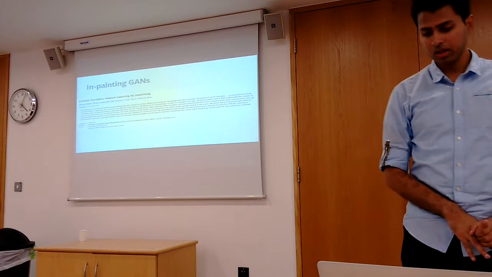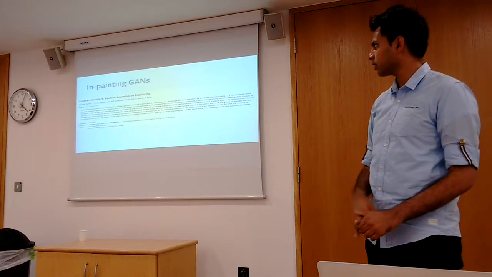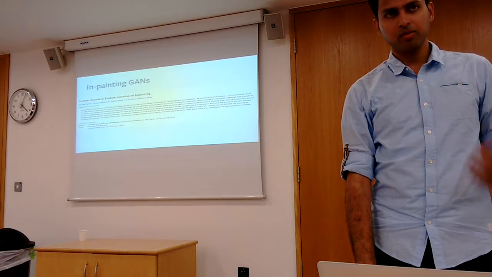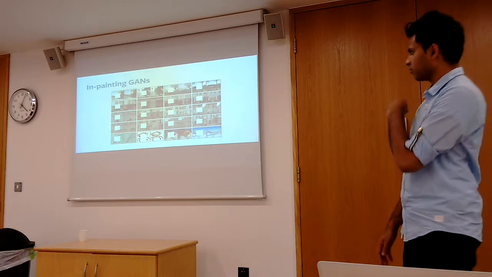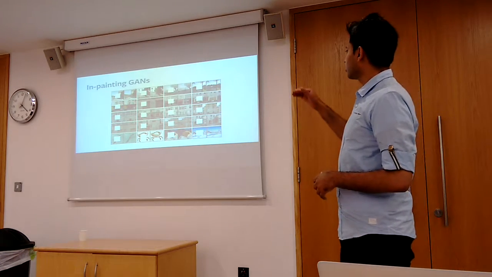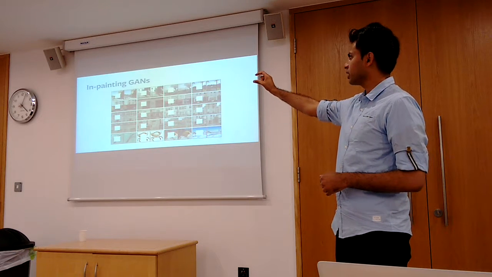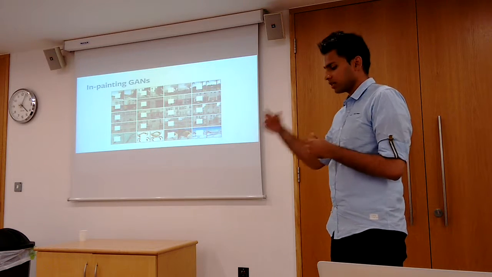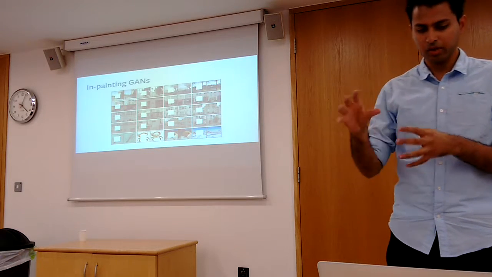Next I want to show a paper from Berkeley, from Alyosha Efros, Trevor Darrell, and their PhD students and postdocs, where they applied adversarial networks for inpainting. I guess everyone here is familiar with inpainting, but they take out a patch from the center of the original image, and they want the neural network, or some system, to fill that patch.